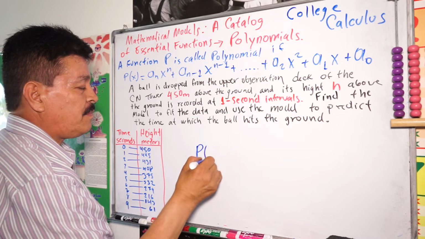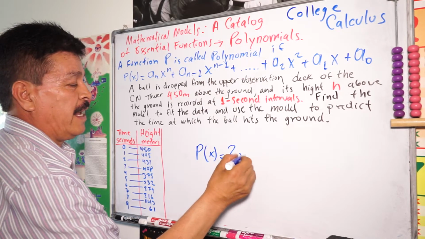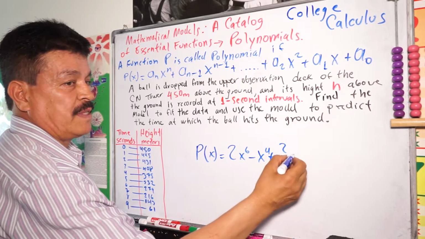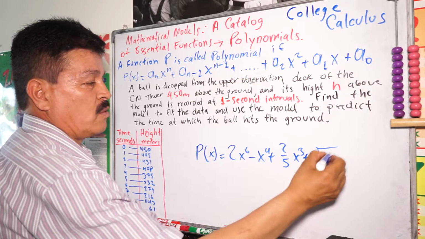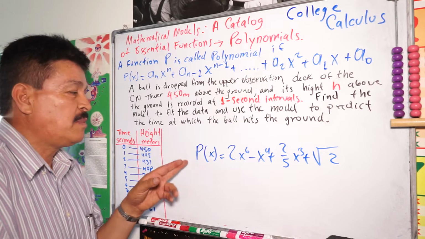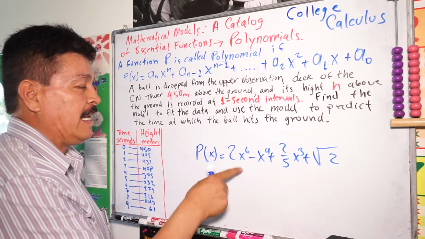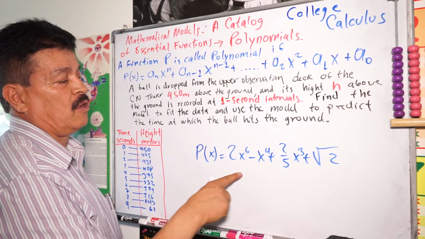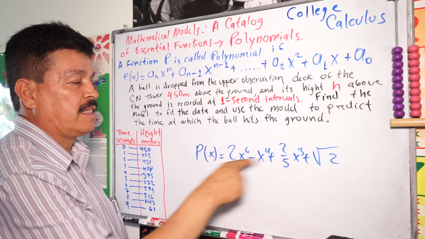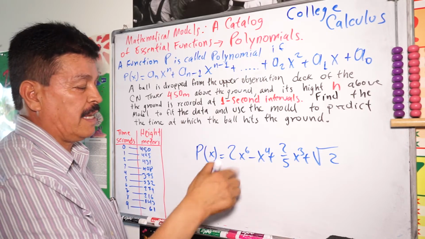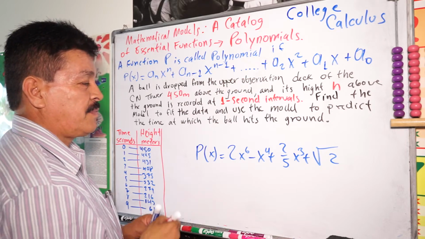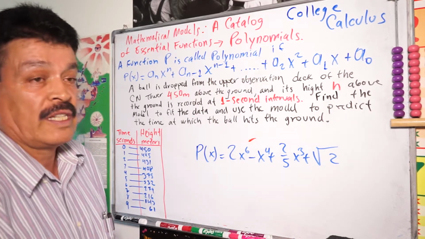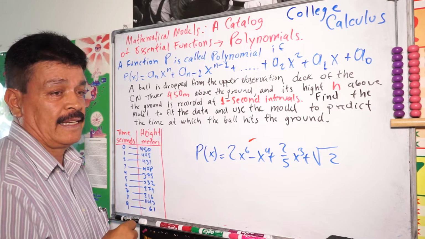Like this: 2x to the 6th power minus x to the 4 plus 2/5 x to the 3rd power plus square root 2. This is a polynomial. This polynomial has degree 6. How do we find the degree of a polynomial? You find the degree by looking for the highest exponent in the terms of the polynomial. In this case, the highest exponent in one variable is 6. So therefore, the degree of this polynomial is 6.